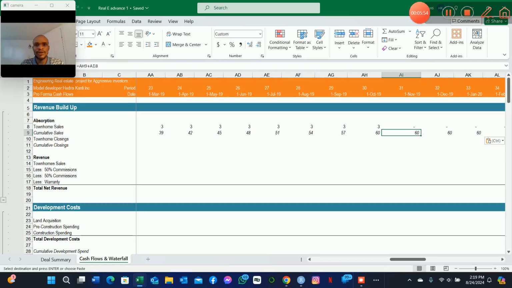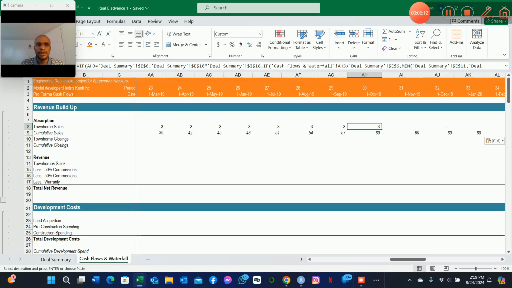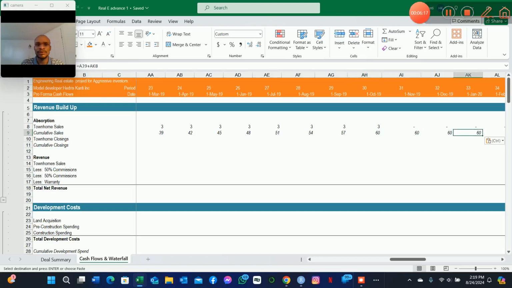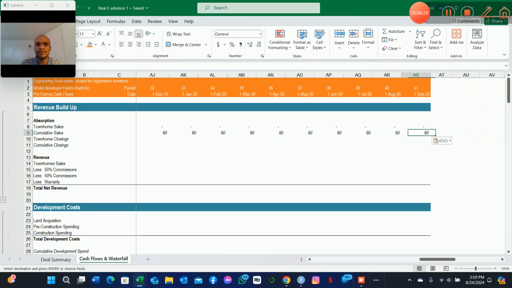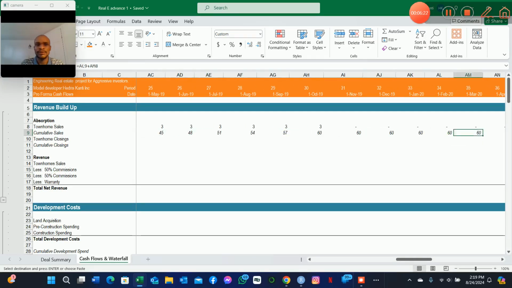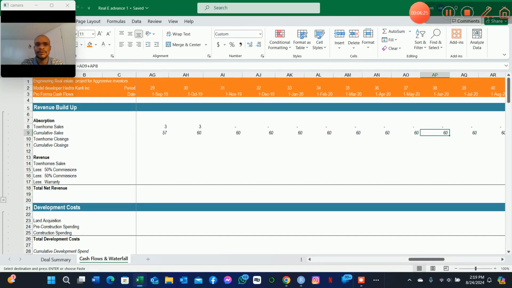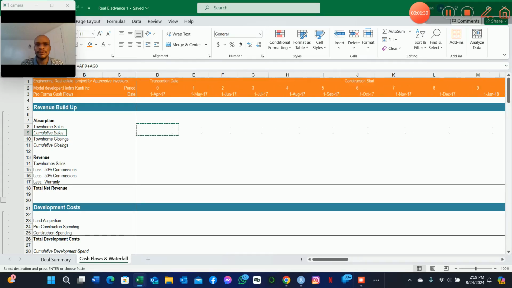So if that amount is greater than 3, then we will actually take whatever the cumulative sales will be. So that's why at the end we have 3 units sold by the 1st of October 2019, and then the cumulative sales account for 60, as we were expecting. So that formula is well done.